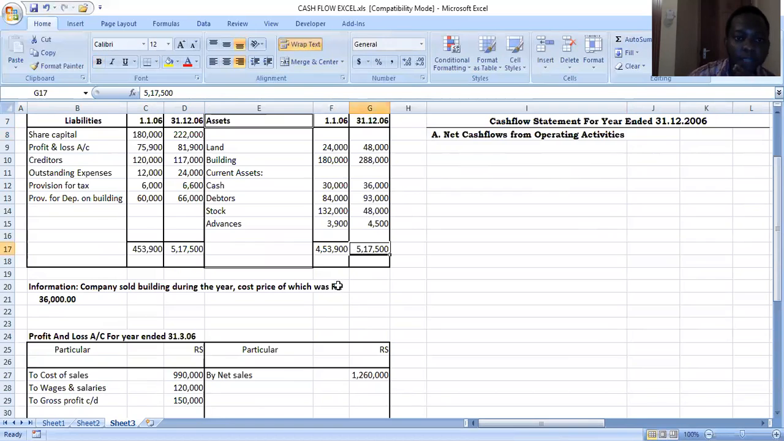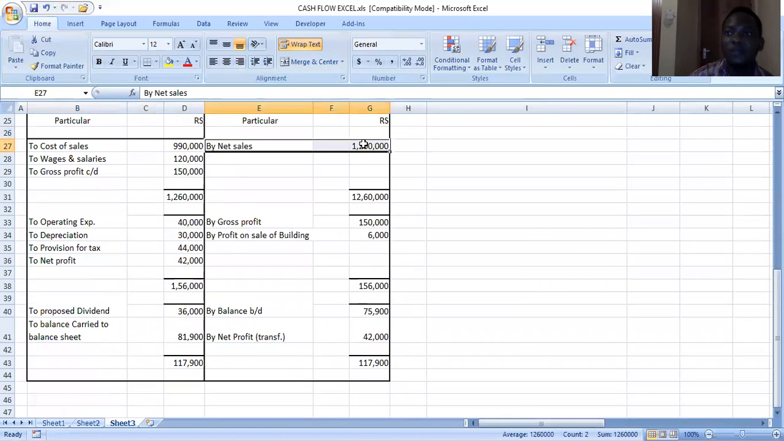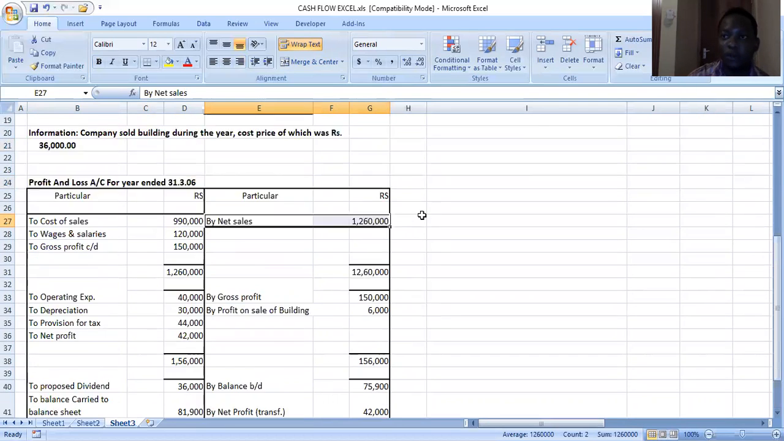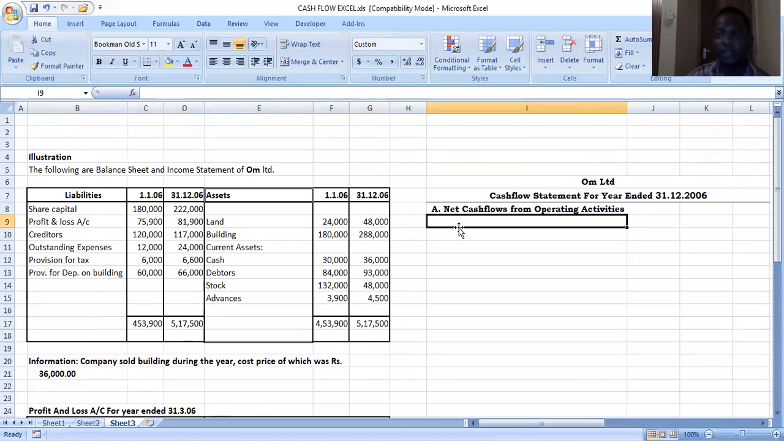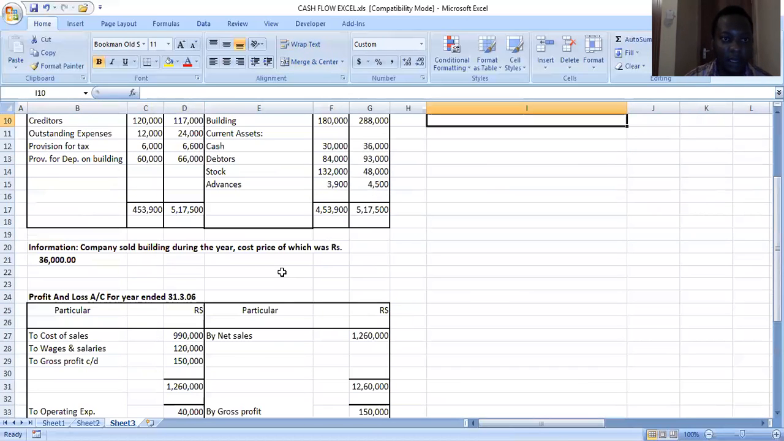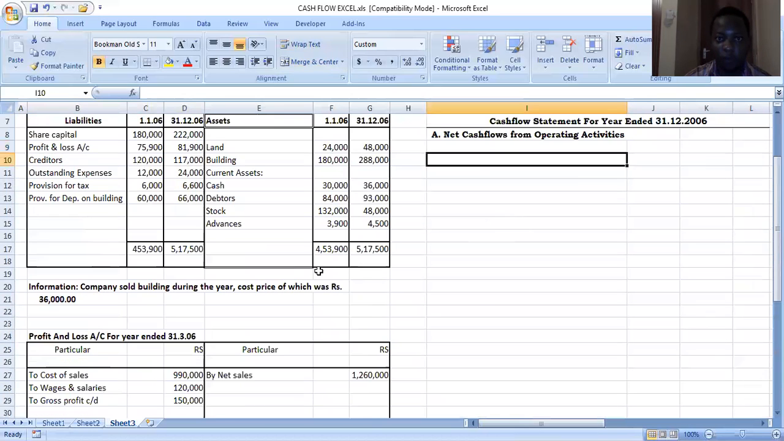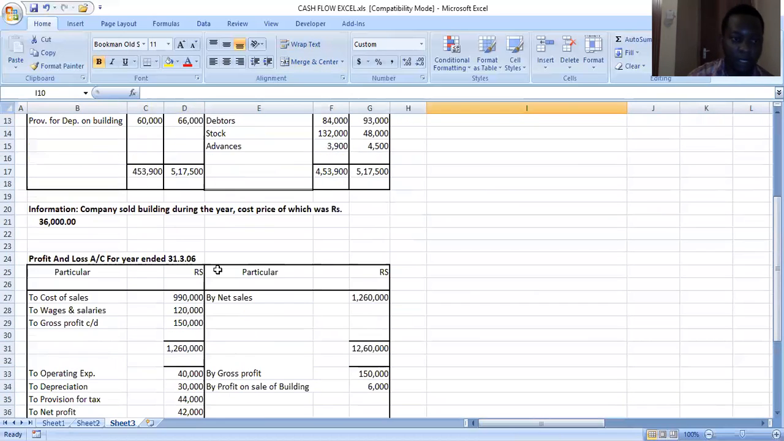Then sales will constitute an income, an inflow of cash from the customers. So with that information, we can now prepare the first part of the cash flow statement, that is the net cash flows from operating activities, and we begin with the cash inflow from customers. Please refer to the notes that I've shared with you on this lesson.